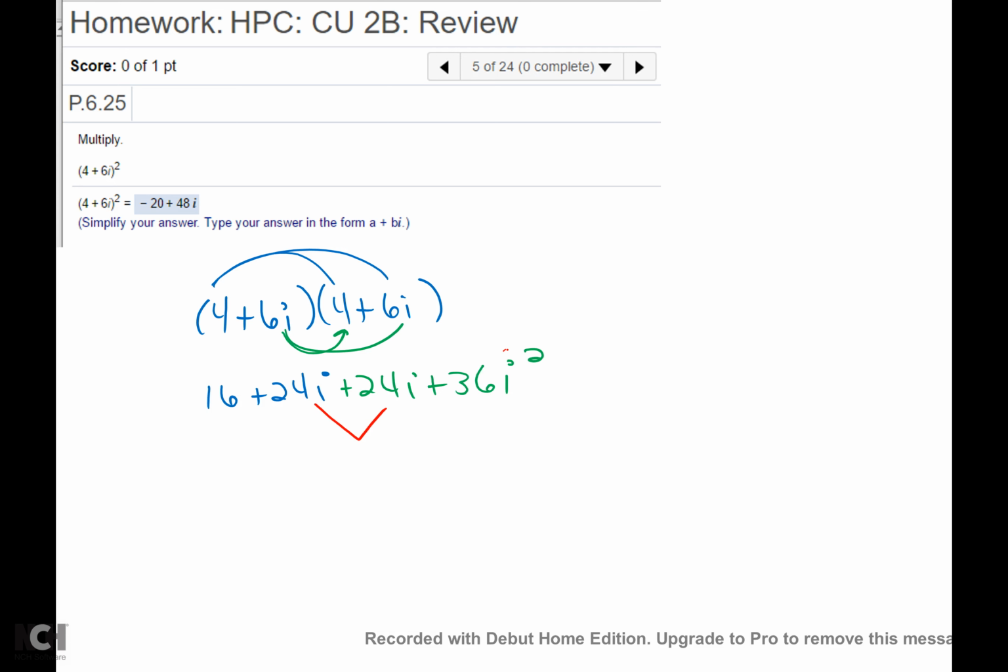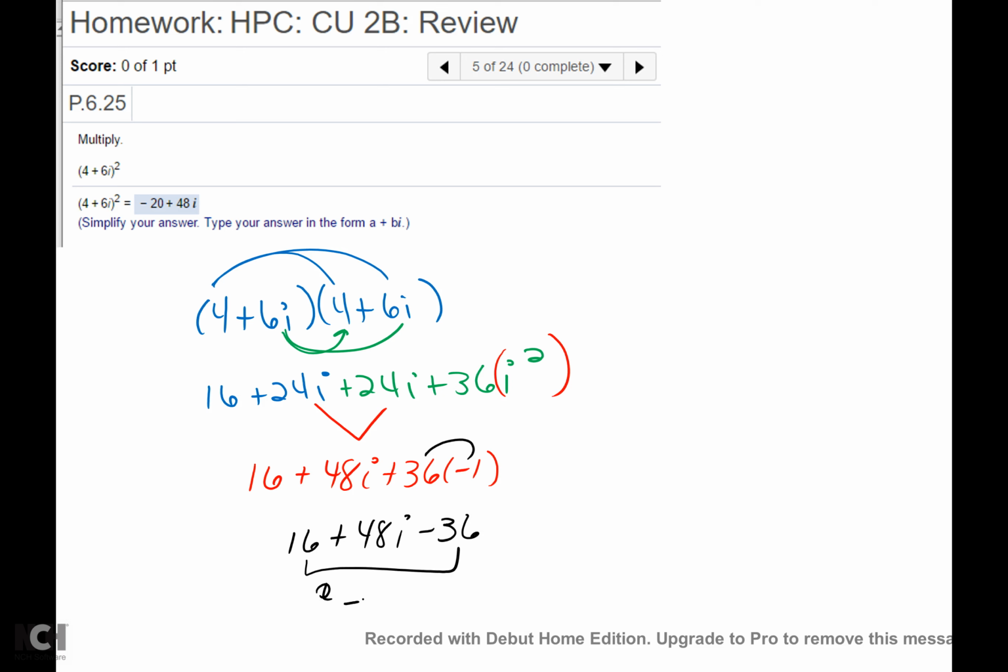Combine terms in the middle, replace i squared. I'm going to have 16 plus 48i plus 36 times negative 1. Distribute, I'm going to have 16 plus 48i minus 36. And I'm going to have, real first, so I'm going to have negative 20 plus 48i. And that's as far as I go.